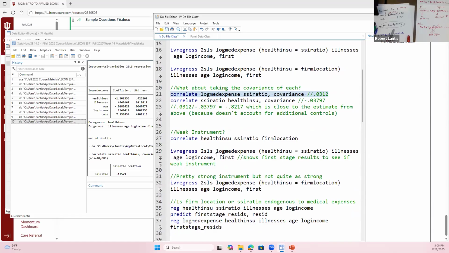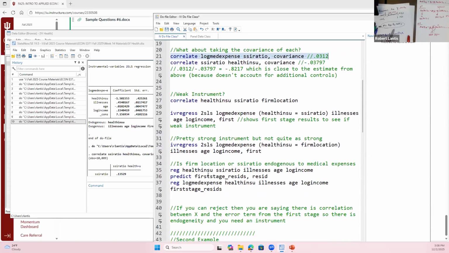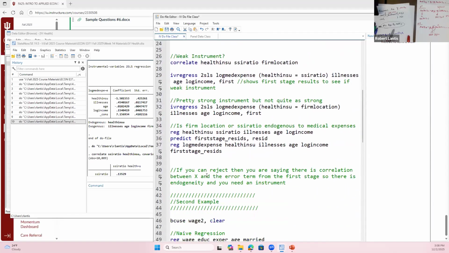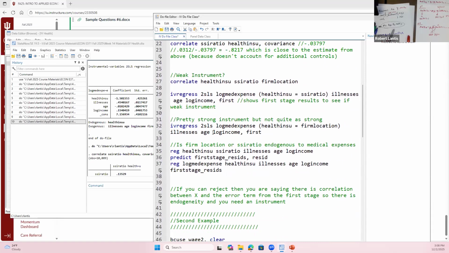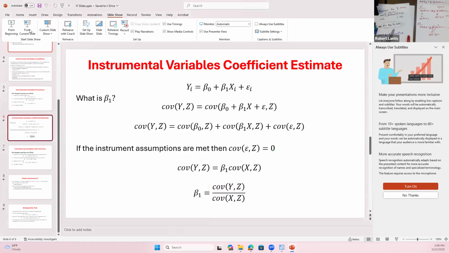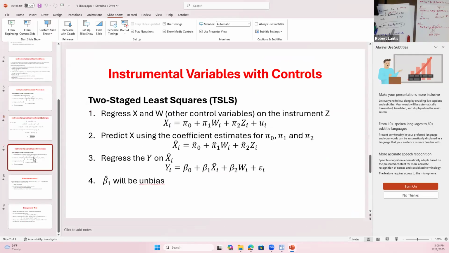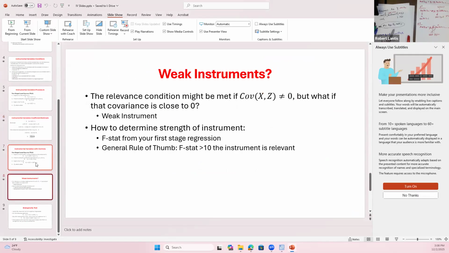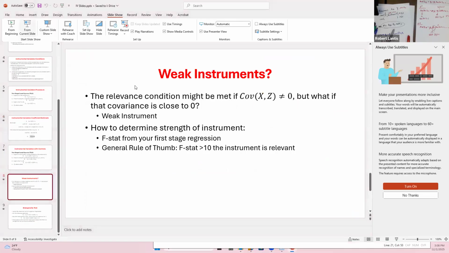So what do I want to do here? Well, let's see. Go back to the slides. I'm going to skip ahead a little bit here. Here we go. So we'll come back to those other slides.